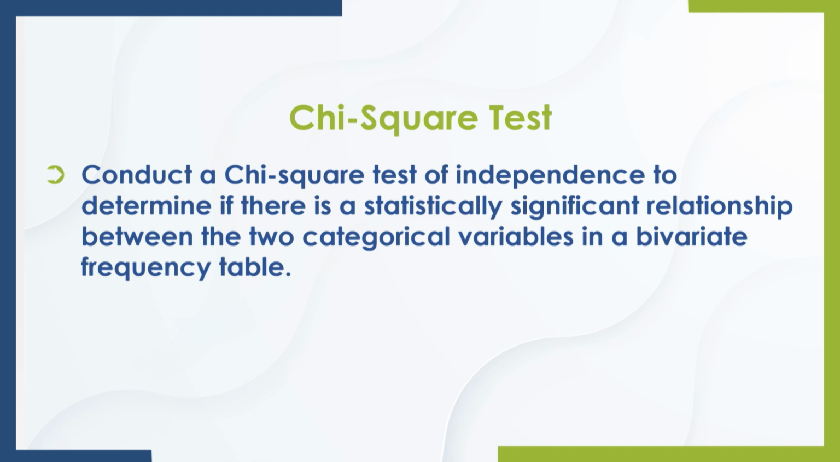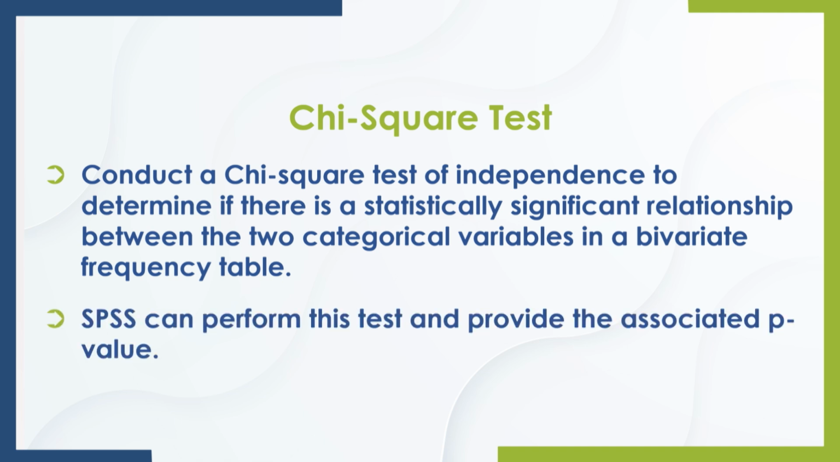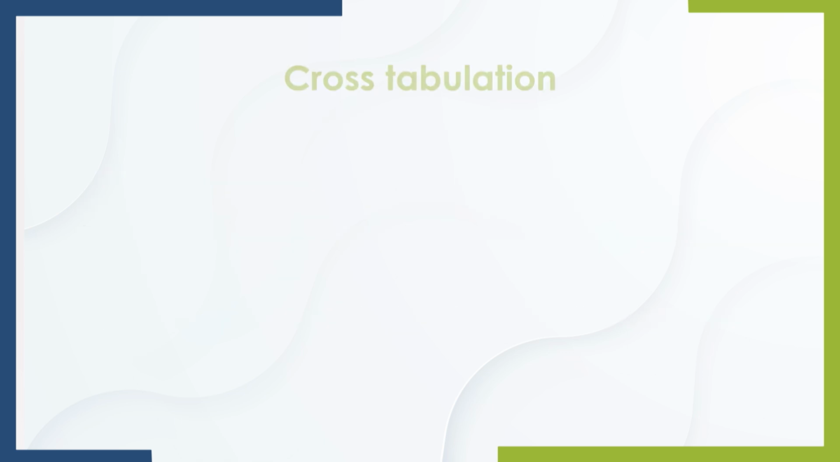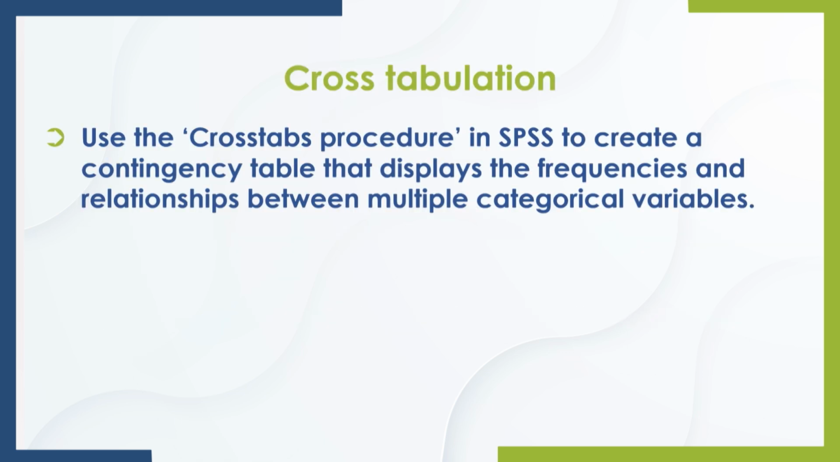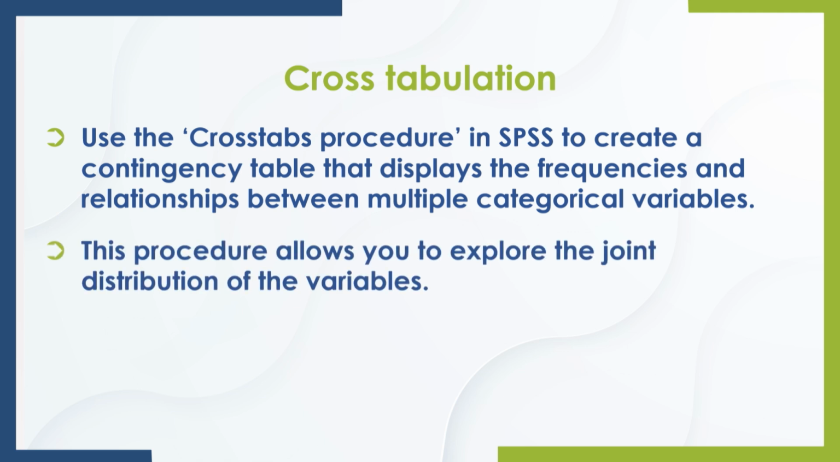Chi-square test. Conduct a chi-square test of independence to determine if there is a statistically significant relationship between the two categorical variables in a bivariate frequency table. SPSS can perform this test and provide the associated p-value. Cross tabulation. Use the crosstab procedure in SPSS to create a contingency table that displays the frequencies and relationship between multiple categorical variables. This procedure allows you to explore the joint distribution of the variables.